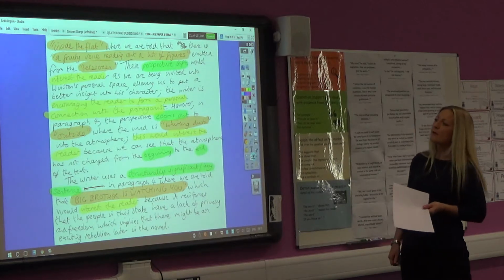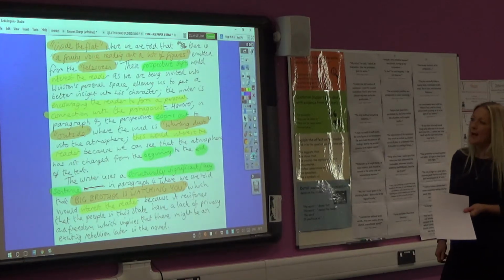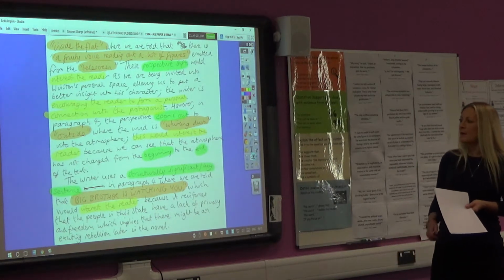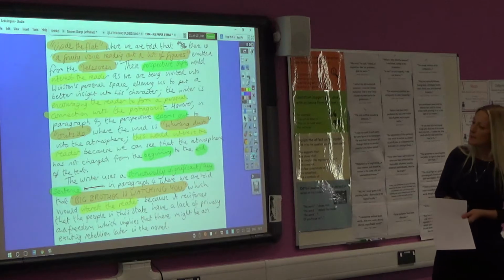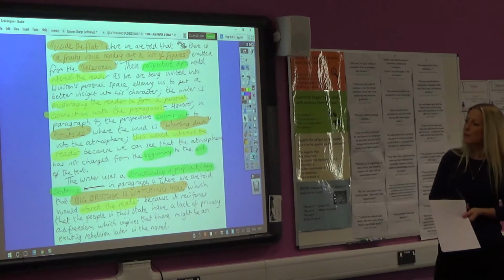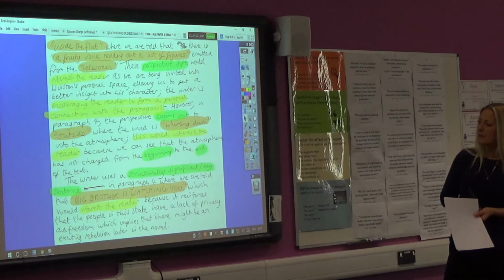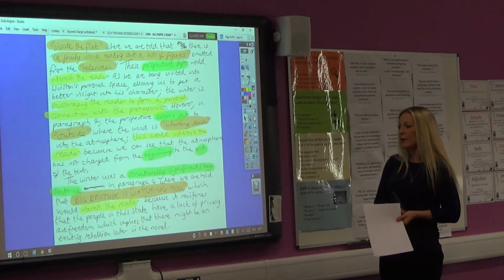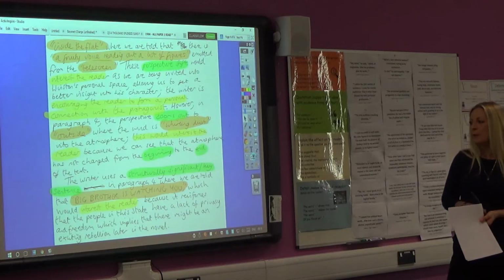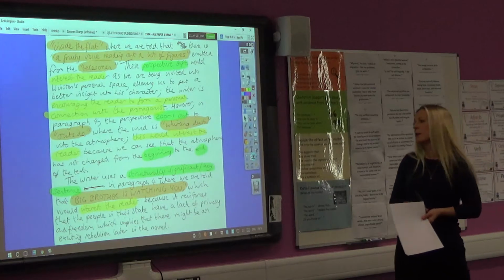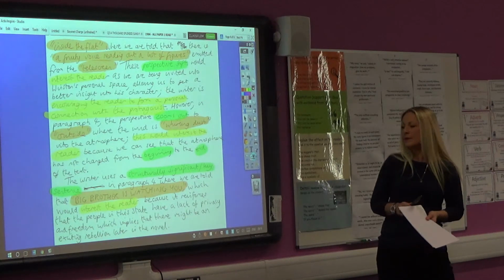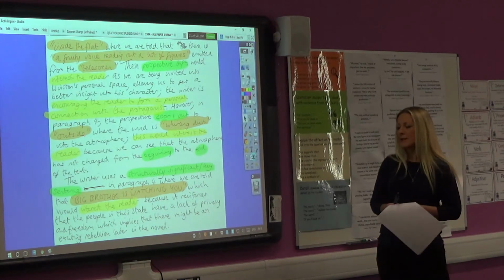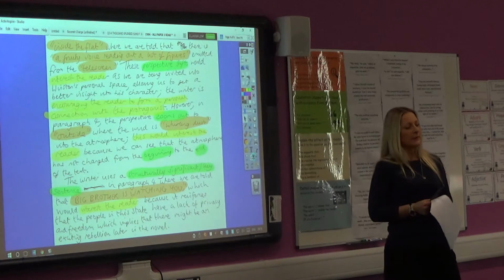However, in paragraph 4, the perspective zooms out to outside, where the wind is whirling dust into the atmosphere. This would interest the reader because we can see that the atmosphere has not changed from the beginning to the end of the text. The writer uses a structurally significant or key sentence in paragraph 4, where we are told that Big Brother is watching you, which would interest the reader because it reinforces that the people in this state have a lack of privacy and freedom, which implies that there might be an exciting rebellion later in the novel.